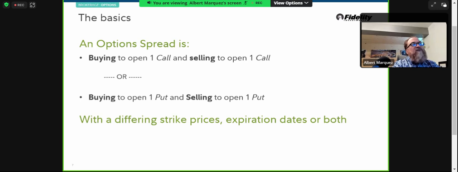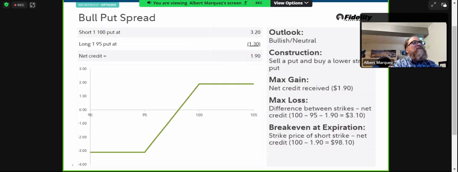They could have different strike prices, different expiration dates, or both, depending on how you're trying to structure this trade and really what your outlook is. But to make it simple, let's just say same expiration but different strikes. So let's take a look at a quick example of a bull put spread.